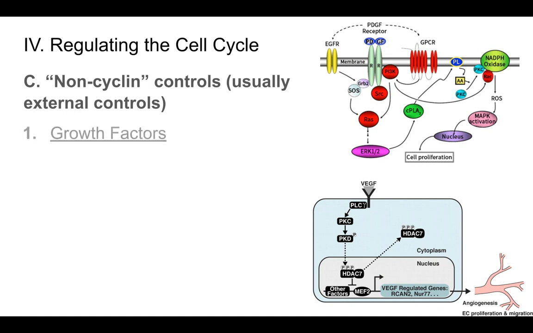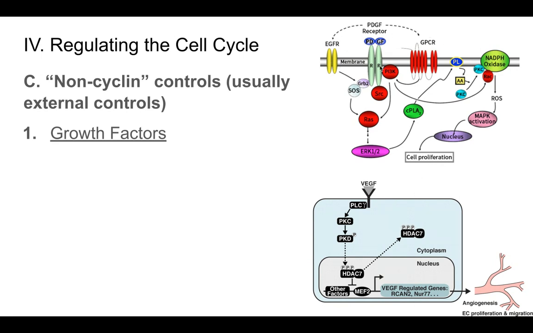The first non-cyclin control is the use of growth factors. A growth factor is typically a hormone, but as its name indicates, it's going to induce cell growth and division. Here are 2 really complex diagrams, but I want you to find the ligand in each of them. Finding the ligand means finding the receptor that the ligand might bind to.